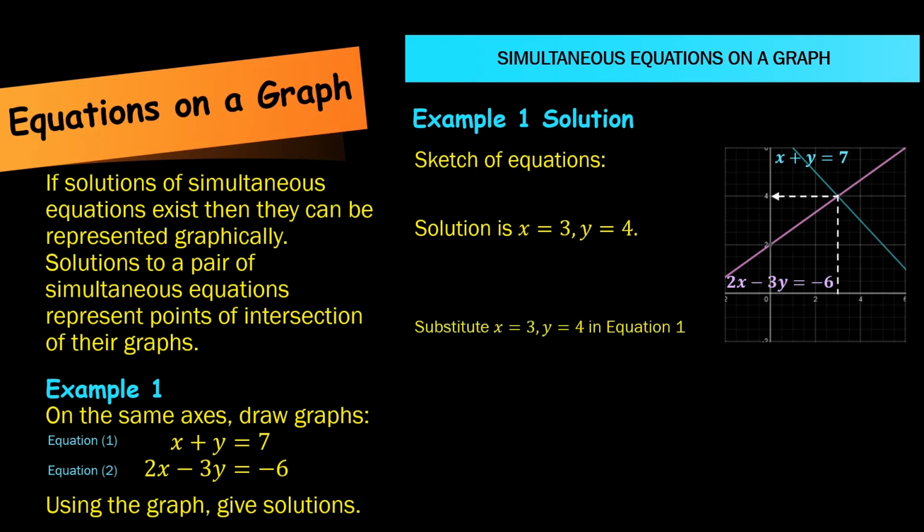If we substitute x equals 3 and y equals 4 in equation 1, on the left-hand side we obtain 3 plus 4, which equals 7. And as the right-hand side is 7 as well, we have that the left-hand side equals the right-hand side.